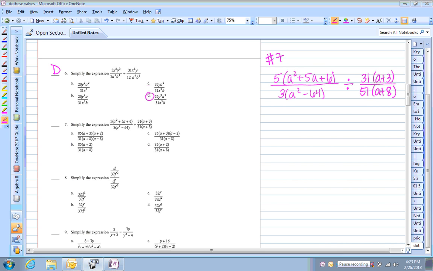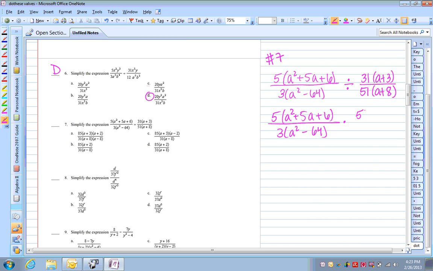Okay, here we're dividing two rational expressions, and remember, when you're dividing by a fraction, don't be shy, flip the second, and multiply. So I'm going to rewrite this problem as 5 times a squared plus 5a plus 6 over 3 times a squared minus 64. And we're going to flip the second and multiply, so the second rational expression becomes 51 times a plus 8 over 31 times a plus 3.